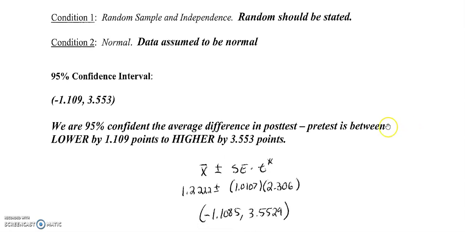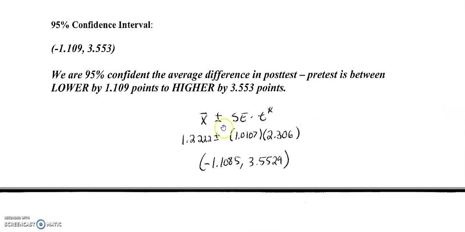And when we do our 95% confidence interval, the formula for that is x bar plus or minus SE times t star. So our x bar is 1.2222 plus or minus our SE of 1.0107 we found earlier, and our t star, which we got from the table, 2.306. If we do 1.2222 minus 1.0107 times 2.306, we get negative 1.1085. If we do 1.2222 plus 1.0107 times 2.306, we get 3.5529. We're going to verify in the calculator and explain what it means.